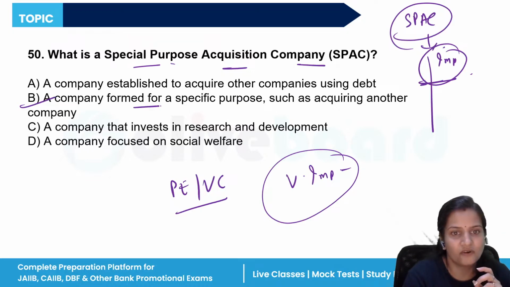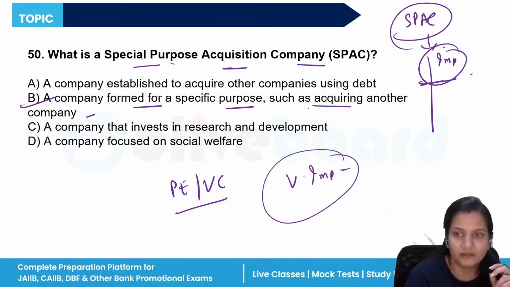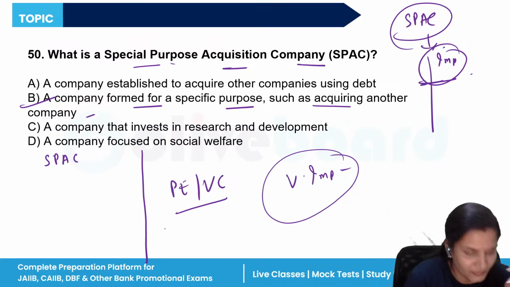Yes, it is a company formed for a specific purpose, such as acquiring another company. Clear? What is basically SPAC? Okay, I will give you just an overview of this, for those who are unaware of it.